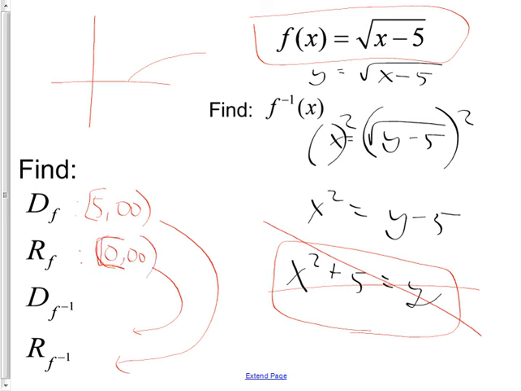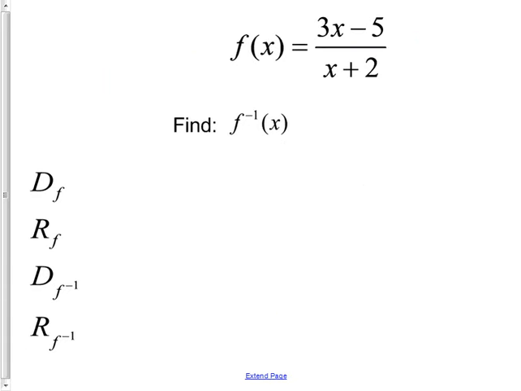Okay, there we go. And then the domain and range of the inverse are just the reverse of that. So the domain becomes that range we just made, 0 to infinity. And the range becomes the domain we had, which was 5 to infinity. Raise your hand if you understood that. Okay, good. Let's move on.